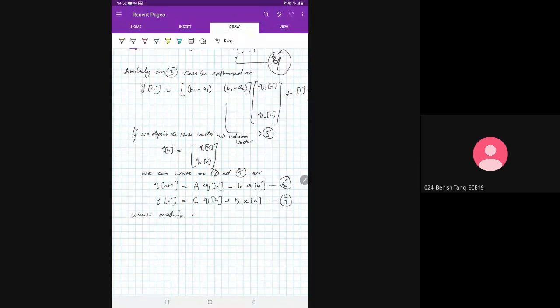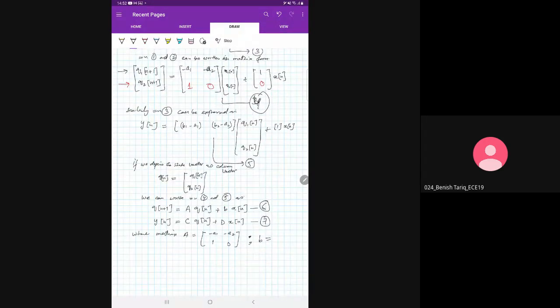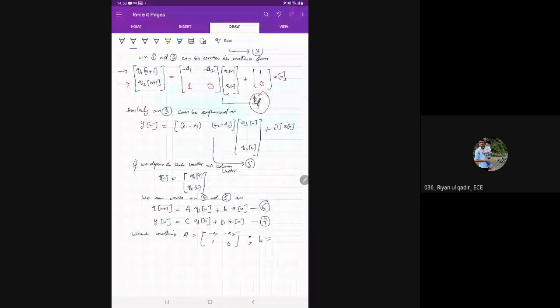Matrix A is equal to minus a1, minus a2, 1 and 0. That I have written. I'll ask students what B is, from my discussion. They'll help me. Rian ul Qadir is here, roll number 36. What is B? Please help me in drawing B. B is, sir, 1 and 0.